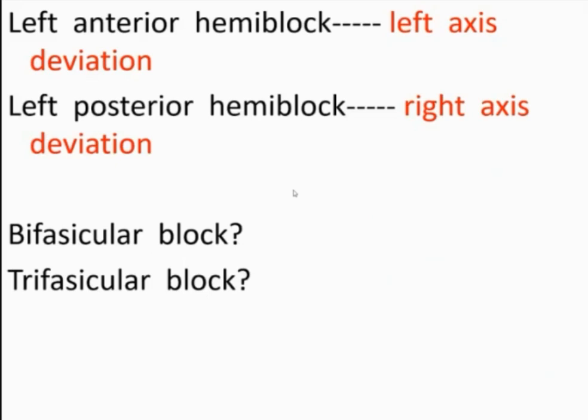Trifascicular block, when there is a block in the right bundle and a block in either the anterior or posterior fascicle and block also in the AV node. I mean, so we يصير عندهم first degree AV block. بنسميه trifascicular block. طبعا كل ما البلوكس تزيد كل ما هذا المريض راح يكون اكثر عرضه انه يصير عنده complete heart block.